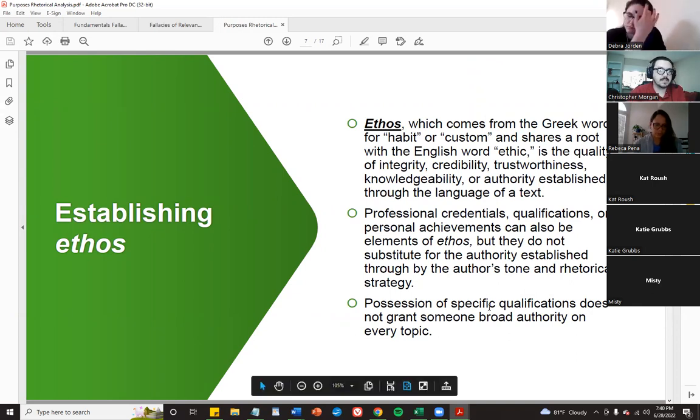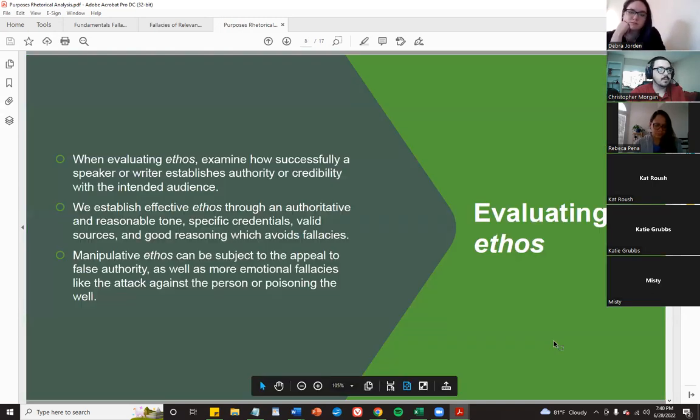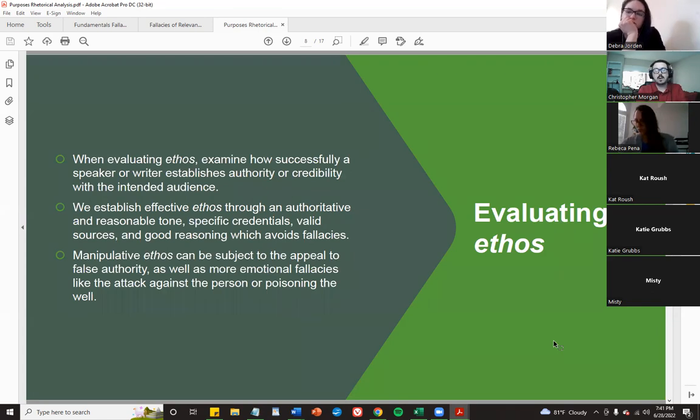Like I said, specific qualifications don't grant broad immunity. So when you're evaluating ethos, you're examining how successfully a speaker or writer establishes authority and credibility with the audience. So we want to establish effective ethos through an authoritative and reasonable tone. Again, their credentials, but then using valid sources and good reasoning that avoids fallacies, right? Arguing in a way that makes plausible claims, not being unreasonable, describing things in an objective way, maybe even conceding important points and ideas.